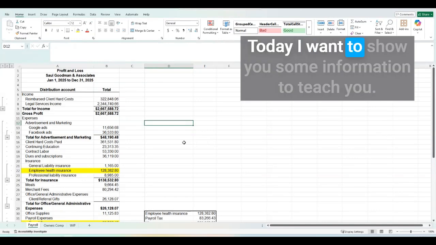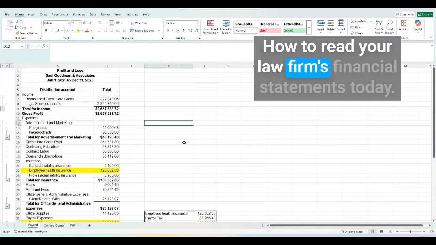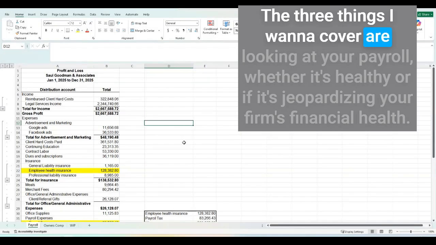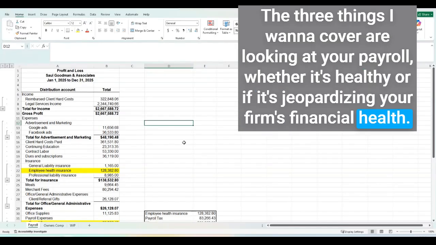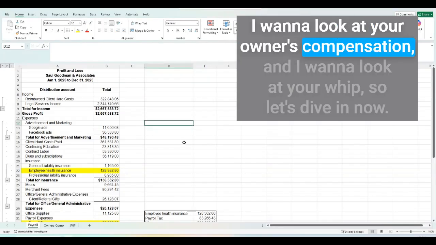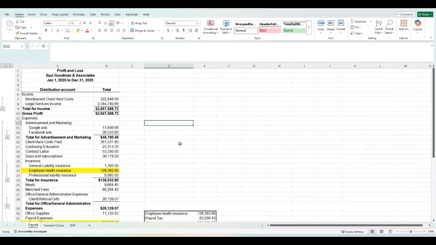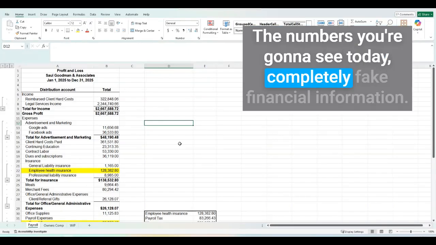Today, I want to show you some information to teach you how to read your law firm's financial statements. Today, the three things I want to cover are looking at your payroll, whether it's healthy or if it's jeopardizing your firm's financial health. I want to look at your owner's compensation, and I want to look at your WIP. So let's dive in.